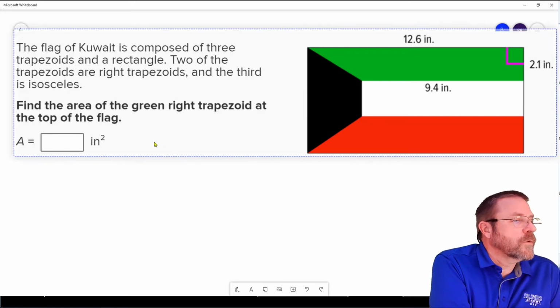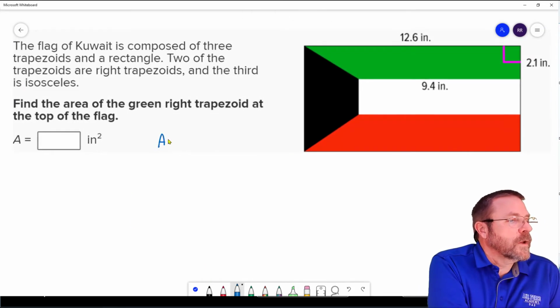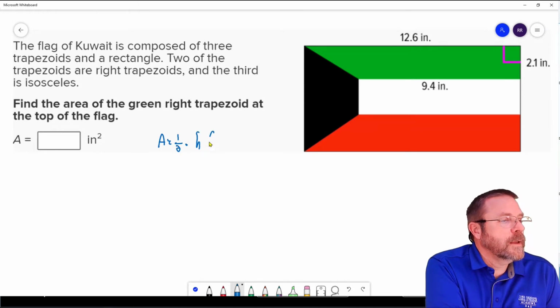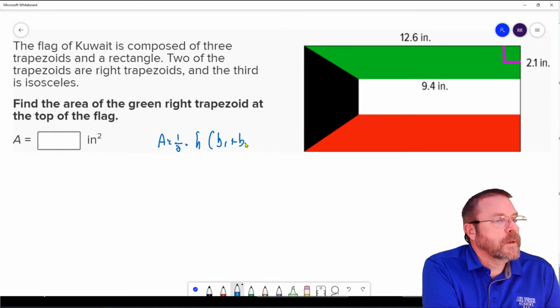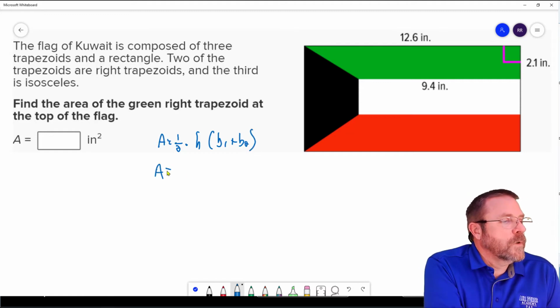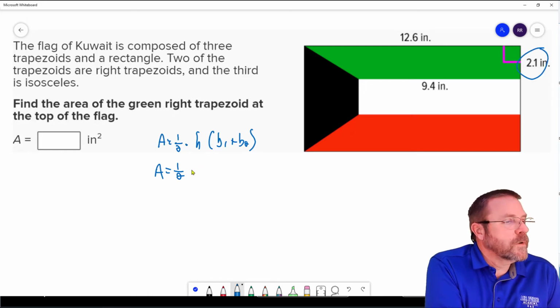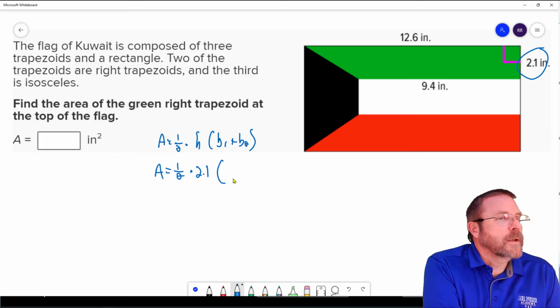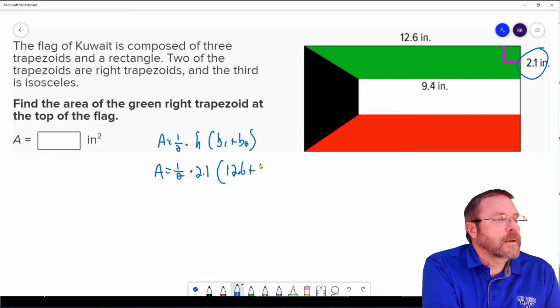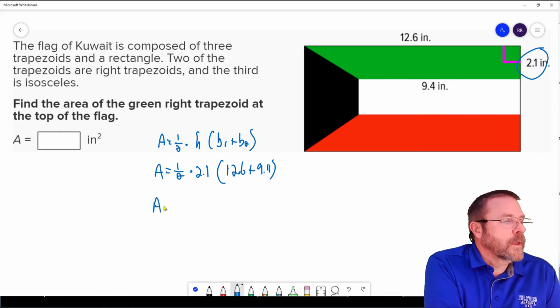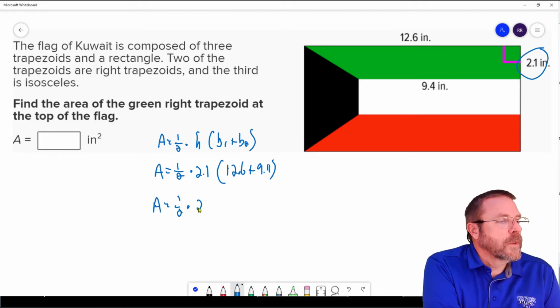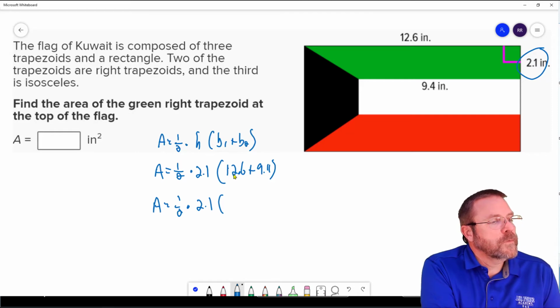So, plugging it in, we're going to start with our formula. Our formula, of course, says area is equal to 1/2 times the height times the sum of base sub 1 and base sub 2. That means we're going to have 1/2 times the height. That's going to be right there, the distance between our parallel lines, 2.1, times, I'm going to add up 12.6 and 9.4. Area is equal to 1/2 times my 2.1 times 9.4 and 12.6. It's going to be 13. That's going to give me 22.